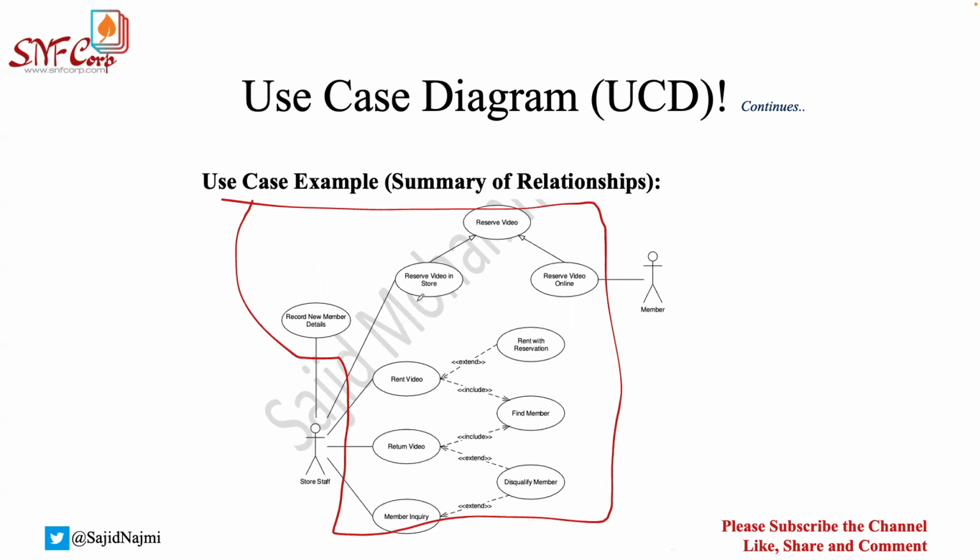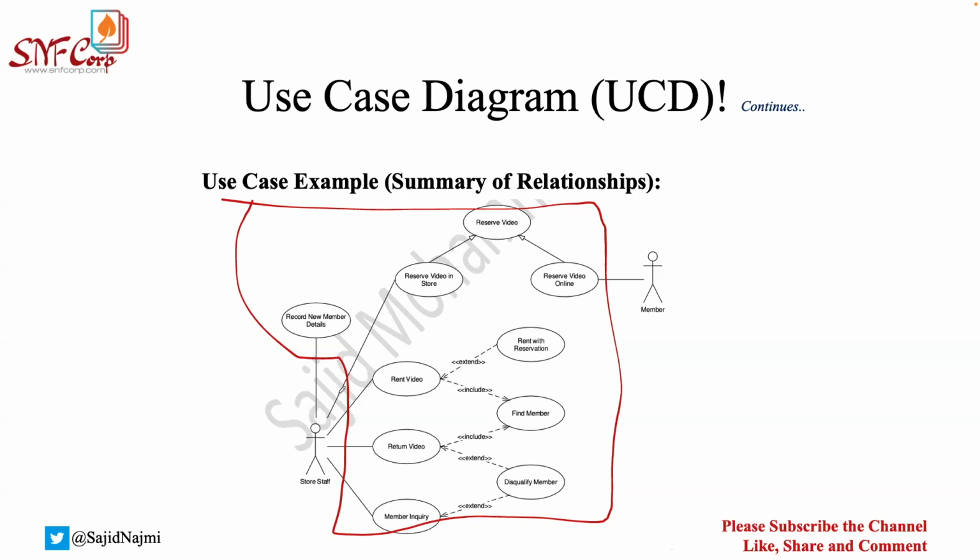Now the store staff can also reserve a video in a store, or the store staff can also reserve a video online. Ultimately, these are the specialized use cases, and the ultimate action is reserving a video. So the store staff can do this in store or online. The same thing, this member, an external member, can also reserve a video online or by visiting the store.